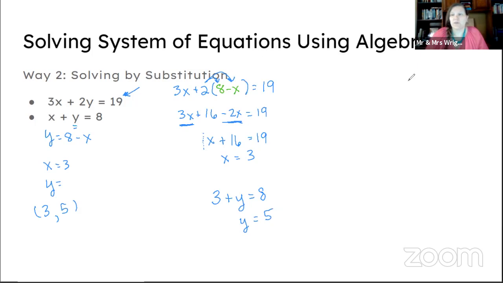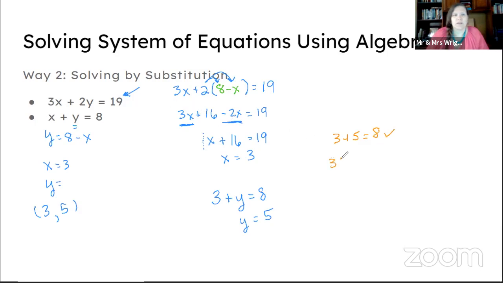Well, we could be. We could hope that we got it right, or we could just double check this and make sure we got it right. So if we do 3 plus 5, what does that equal? 3 plus 5 equals 8. Okay, that one checks out.